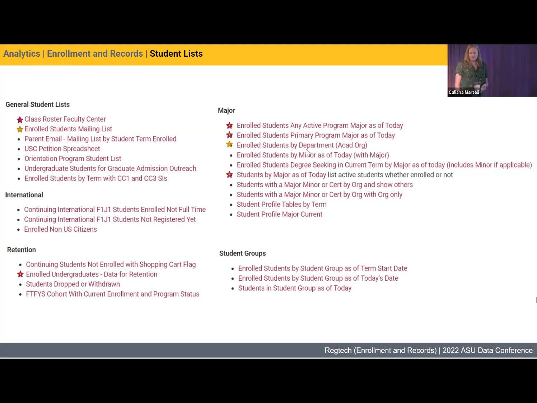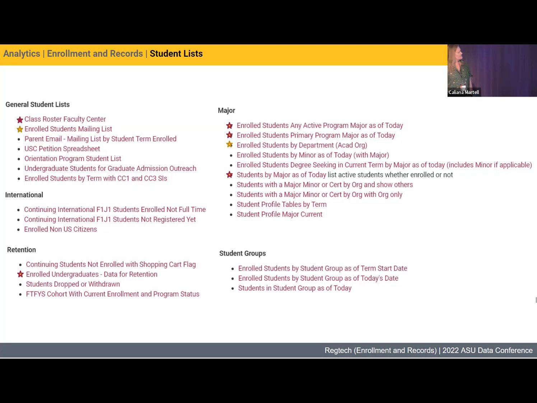So these are our most popular reports. People are constantly running them. We check the usage rates regularly, and these are just always the most popular student lists. These are lists. This will have the student's name and ID number, and then all sorts of other relevant information about them, depending on what the purpose of the report was.